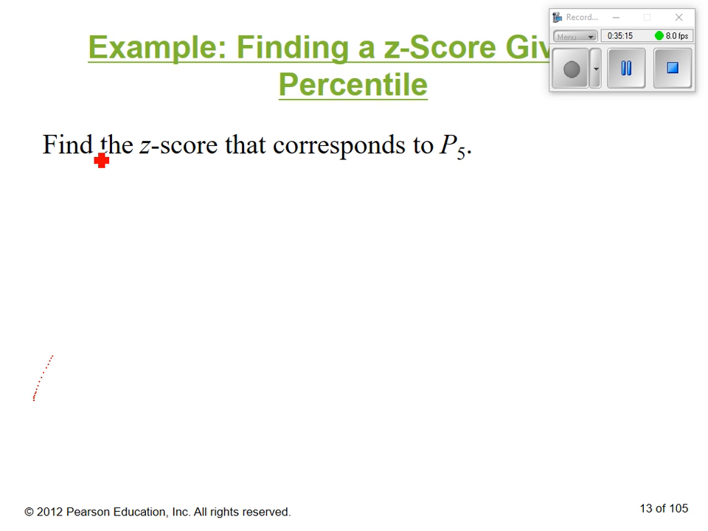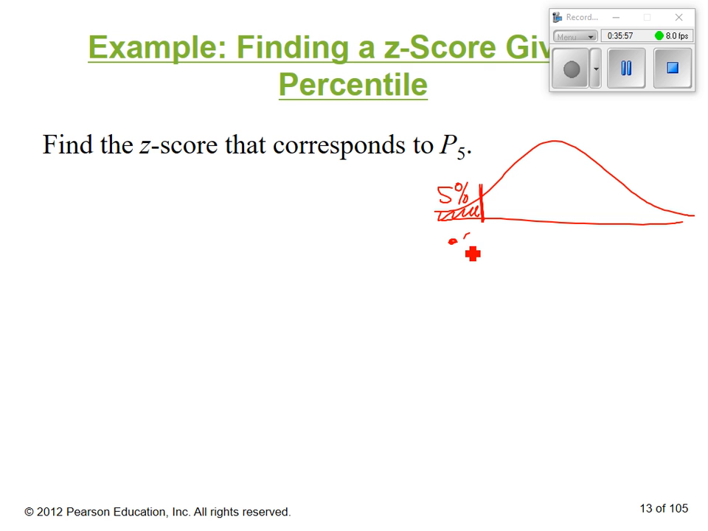So find the z-score that corresponds to P5. How would we find that z-score? If we draw that normal graph, where's the percentile P5 going to be? Is it going to be here? No, it's going to be way down here somewhere, right? Because we only scored higher than 5% of all the people who took the test.